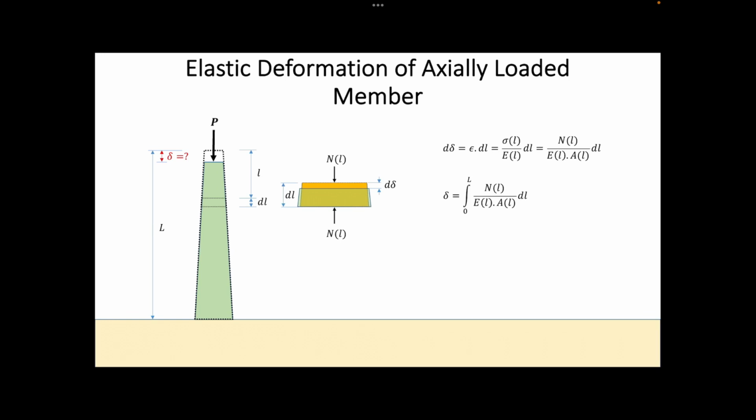Second, as you can see from its development, this equation can be used to find the displacement for any members subjected to axial loads. Finally, in the case when the values of N, E, A are constant over the entire length of the member, the integral equation will be the following. As you can see, this equation is very simple and should be easy to remember.